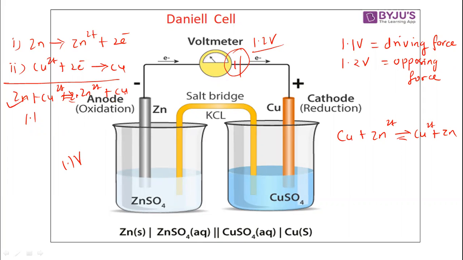These reactions are reversed, and copper reacts with Zn2+ ion to form the copper 2+ ion and zinc metal. So if the cell satisfies this condition, then the cell is said to be a reversible cell. Electrons flow in this direction when the opposing force is greater, and when the driving force is greater, electrons flow in this direction. So if the cell satisfies this condition, it is a reversible cell.